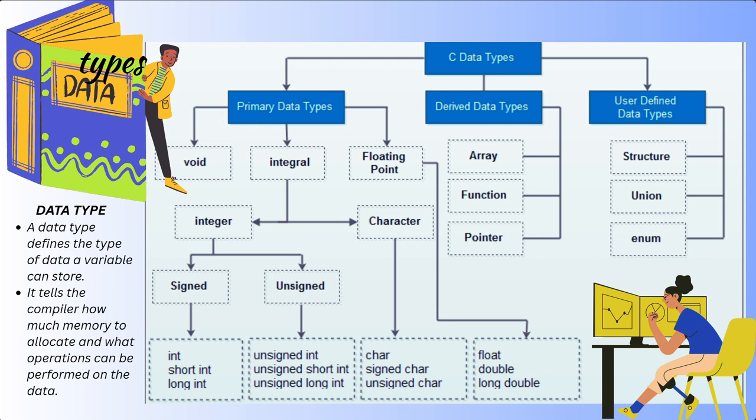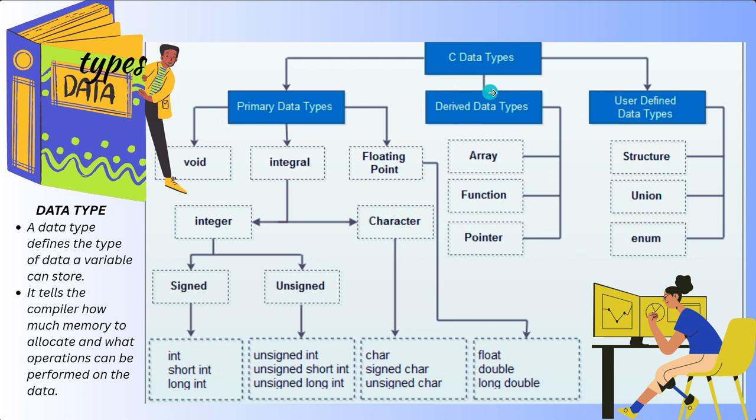Unsigned integers are unsigned int, unsigned short int, unsigned long int. These again vary in storage. Coming to character, we have char, signed char, unsigned char. Finally, coming to floating point, we have float, double, long double. Now we are done with primary data types. Now we'll come to the next category, derived data types, which include arrays, functions, and pointers.